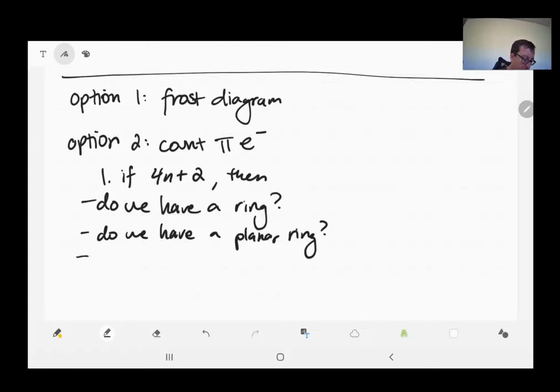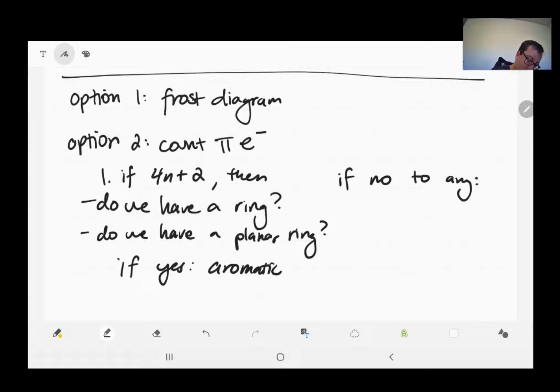And then, what's our third question? Is everything going to be filled? Well, we already can deal with that with the other one. How did I phrase this? So we're essentially just looking, do we have that continuous ring where we have the overlapping orbitals in our planar thing? Oh, we have the electrons. Duh, that's the last thing. And then if yes to all these, then we are aromatic. If no to any, we are anti-aromatic.